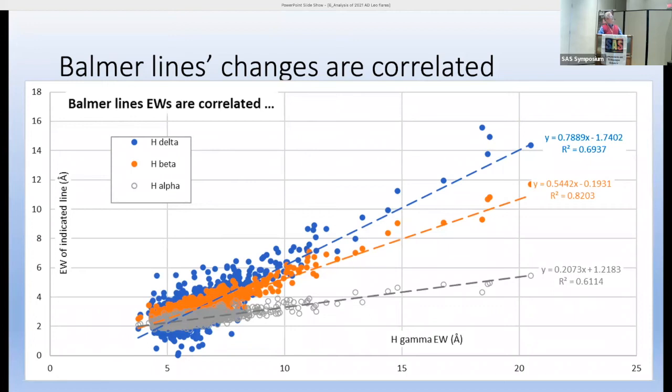And you can see, here in blue is H delta and in orange is H beta, and the open circles are H alpha. They're all kind of straight lines. They're all correlated. When one goes up, they all go up. So that's good. However, this hides an interesting phenomenon.